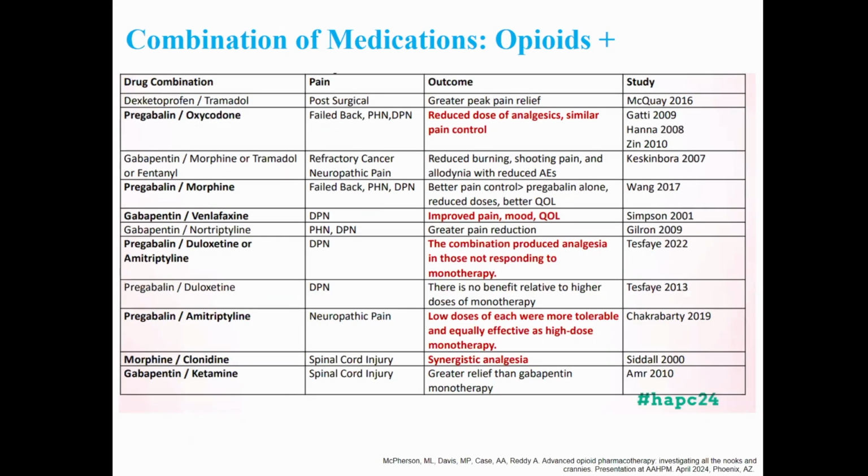Recently, this past year, there was a talk at AAHPM, the American Academy of Hospice and Palliative Medicine conference, that looked at these combination medication therapies and had a nice summary table looking at different medication combinations, whether it's post-surgical, peripheral neuropathy, just neuropathic pain, or spinal cord injury. It showed that with combination, generally there was greater pain relief, and in some cases improved mood and quality of life, and that these combinations produce more analgesia than monotherapy. So it's something to consider for combinations when you're using opioids plus a different medication.